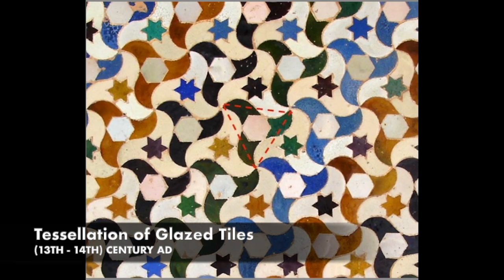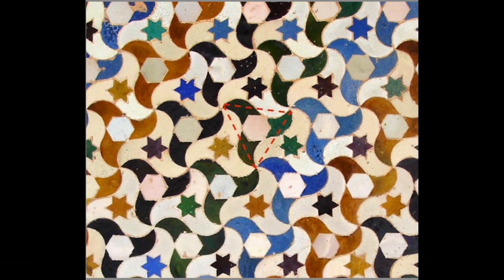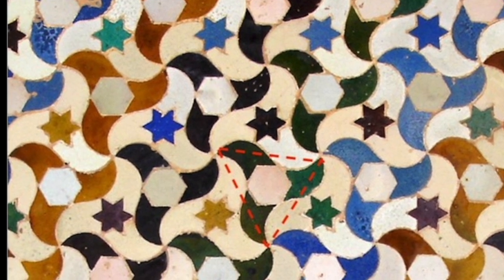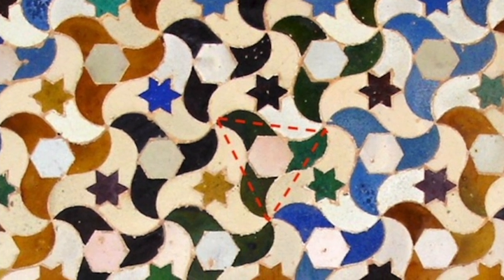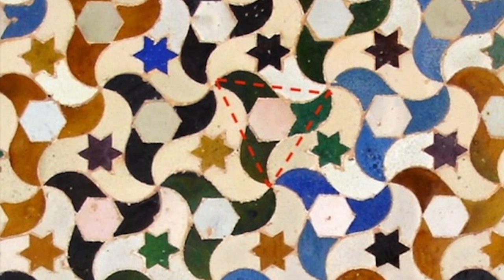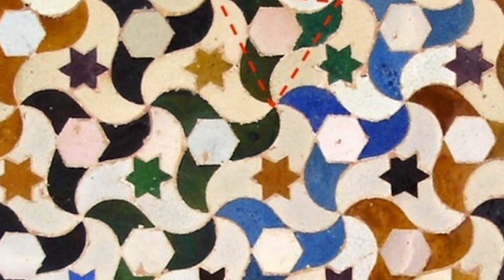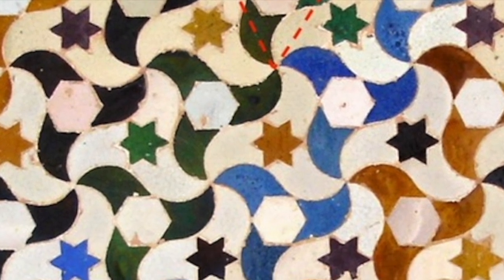This is a tessellation of glazed tiles using a pseudo-equilateral triangle shape. Note the red triangle and how a new shape has been created from an equilateral triangle, while preserving the properties of a regular tessellation. It is from the Alhambra Palace in Spain, which was built in the 13th and 14th century AD by the Nasrid rulers of Granada, and is considered one of the most famous monuments of Islamic architecture.